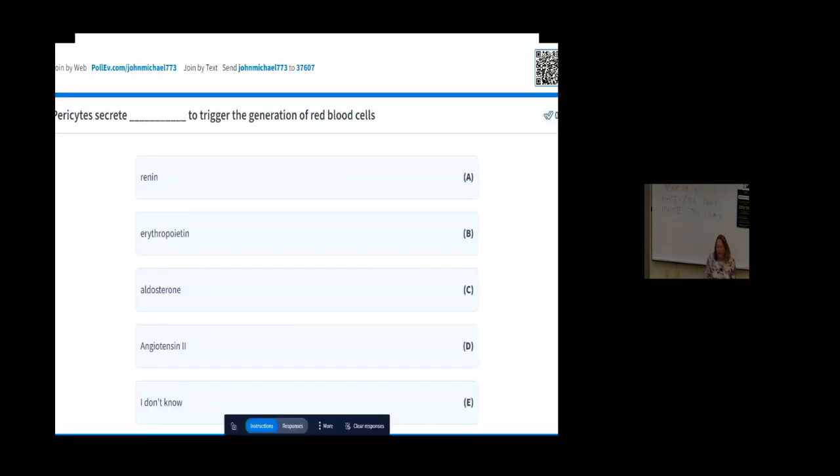Okay, so parasites are secreting what to trigger the generation of red blood cells? Is that going to be our renin story, erythropoietin, aldosterone, or angiotensin 2?